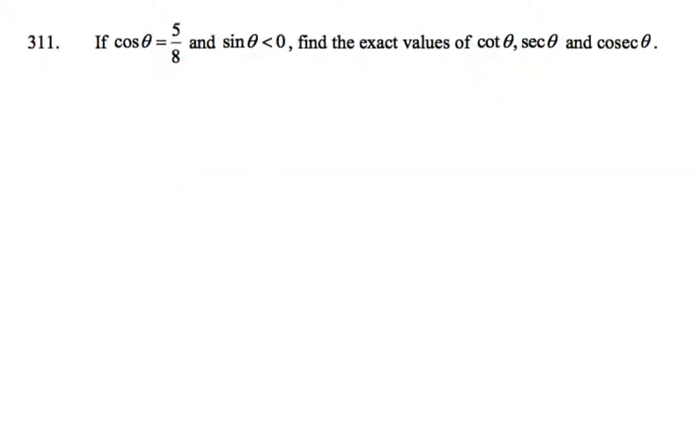Cos theta is 5 over 8 and sine theta, another clue here, is negative, less than 0. Find the exact values of cot, sec and cosec. Okay, this will make us work pretty hard. Anytime we've got cos theta equals 5 over 8, we can draw a right angle triangle, seeing this is the section of trigonometry we're in. And the reason I put a 5 there is because that's on the adjacent side, and that's on the hypotenuse, which makes up the cos ratio there. So that's the arrangement we've got there.